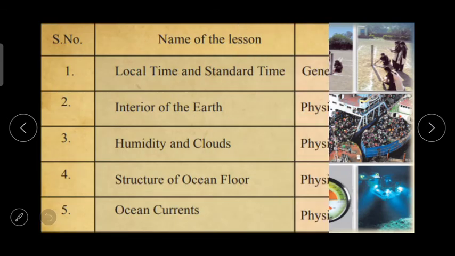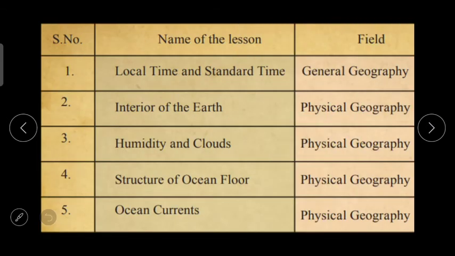Now we are going to talk about the content of the textbook. So here on the screen, serial number, name of the lesson and field. The first chapter in our geography is local time and standard time. In this topic we will discuss the difference between local time and standard time, and at the same time the importance of standard time.